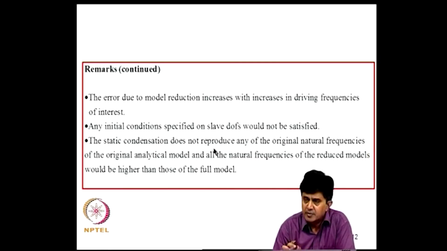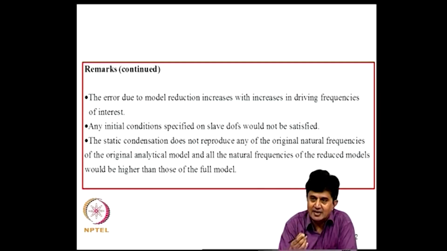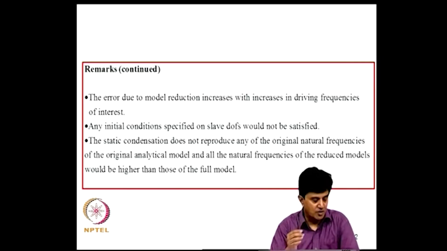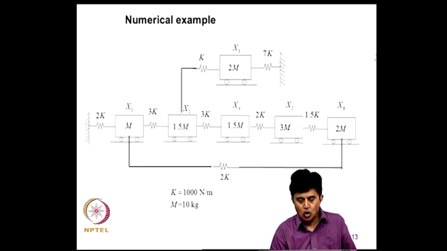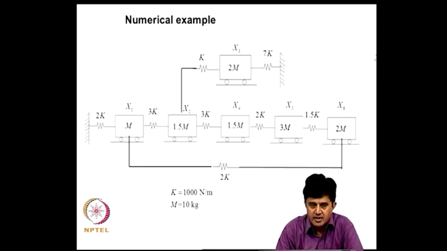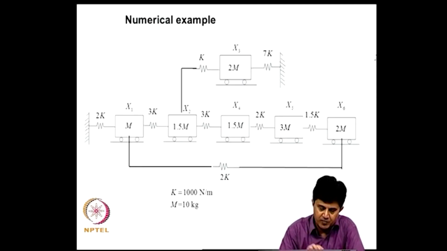Now, again let me go back to the example of a bigger model with 100 degrees of freedom and a reduced model of 10 degrees of freedom. If you compute the 10 natural frequencies for the reduced model, these frequencies need not agree with any of the 100 natural frequencies of the original system. There is no guarantee that that is bound to happen if you follow this procedure. So, we can try to understand this through a numerical example.